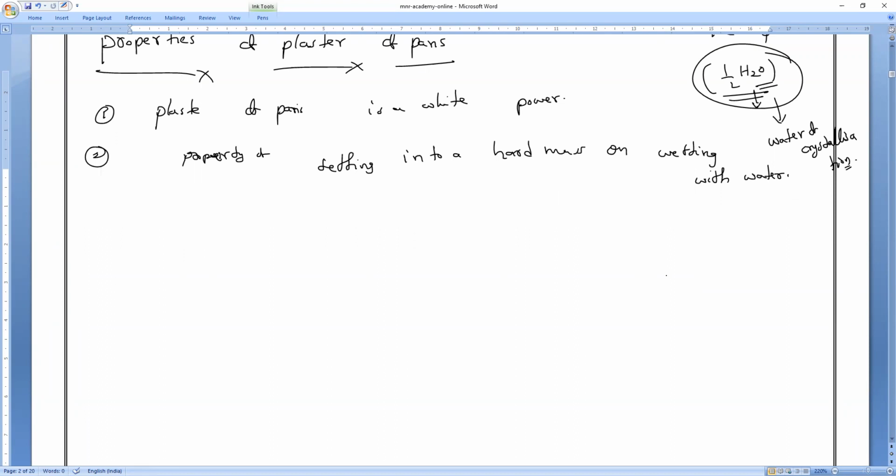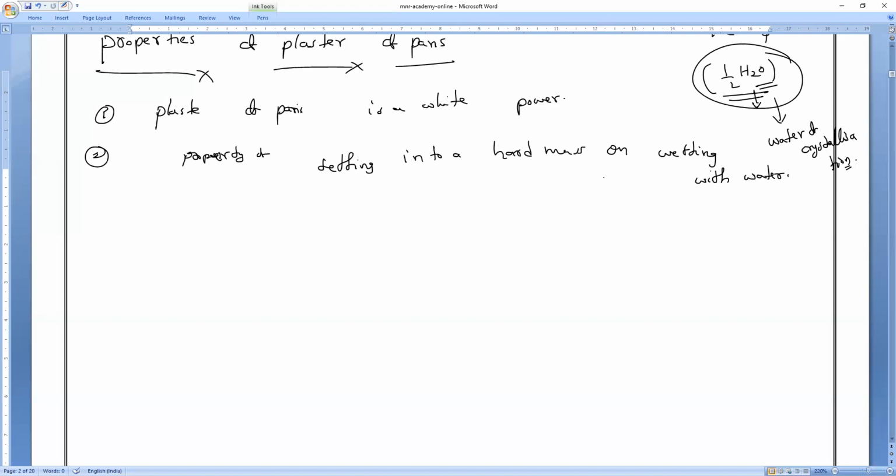Because if you add the plaster of Paris to water, it will become very hard within half an hour to an hour. It will turn into very, very hard mass. That is the reason the setting of plaster of Paris is actually due to hydration to form crystals of gypsum, like a reverse reaction taking place. So plaster of Paris cannot be stored exposed to the atmosphere or water.